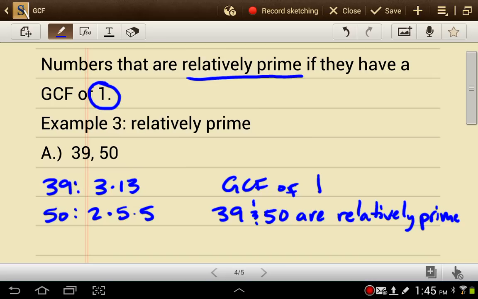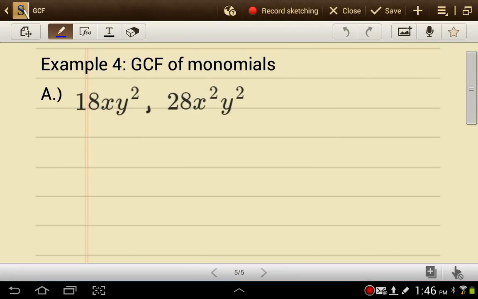Okay, I'm going to move on. If you need to pause, go ahead. Otherwise, here's our last slide. In our last slide, we're going to be working with monomials, which means I'm adding in the exponents into this. So I'm going to list out 18xy squared. And again, no exponents, so I'm going to factor it out. So 18 is going to be 2 times 3 times 3 times x times y times y.